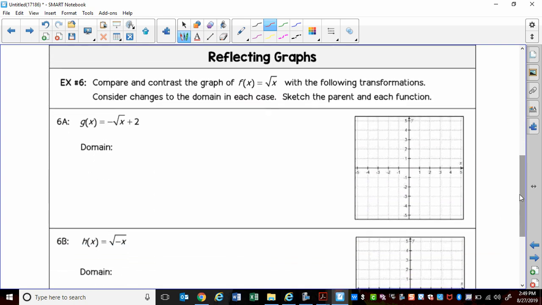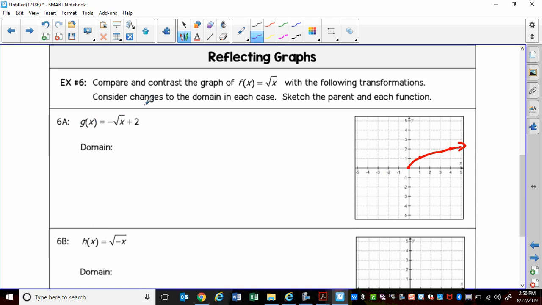Let's try a reflection. I really like the square root, so I'm going to try this one. The square root of x looks like this. Remember, 0, 0, 1, 1. Now, when we plug in 4 into here, the square root of 4 is 2. So 4, 2, this is what the original one looks like. It goes on infinitely.